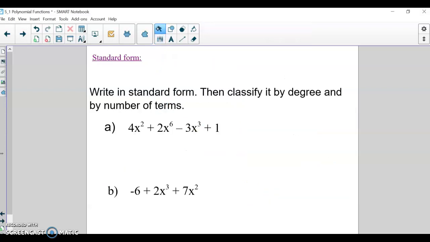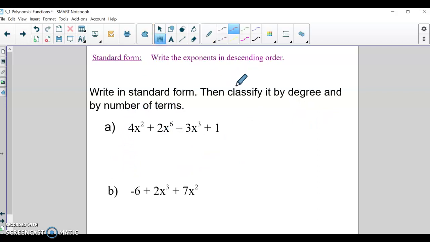All right, next thing to fill in on your note sheet, or if you don't have a note sheet, you can just take notes in your notebook. But standard form is when you write the exponents in descending order. These say write it in standard form and then classify it. So again, I'd pause the video and see if you can make sense of this definition and get this in standard form. Okay, so here we go.